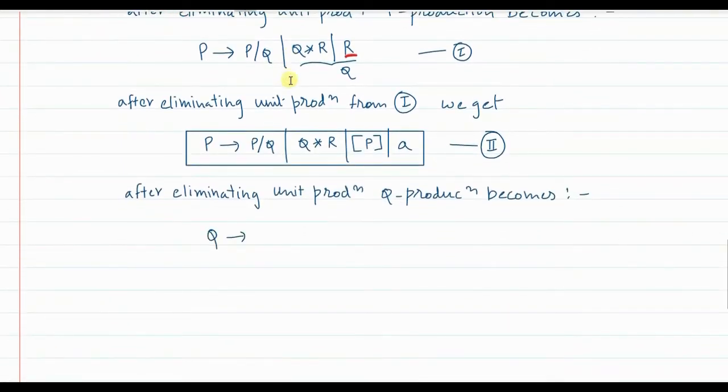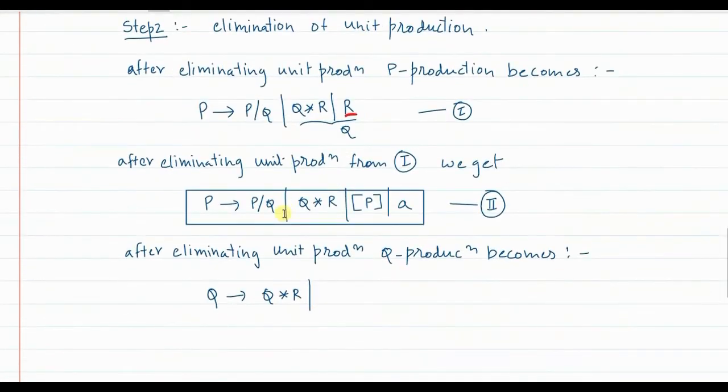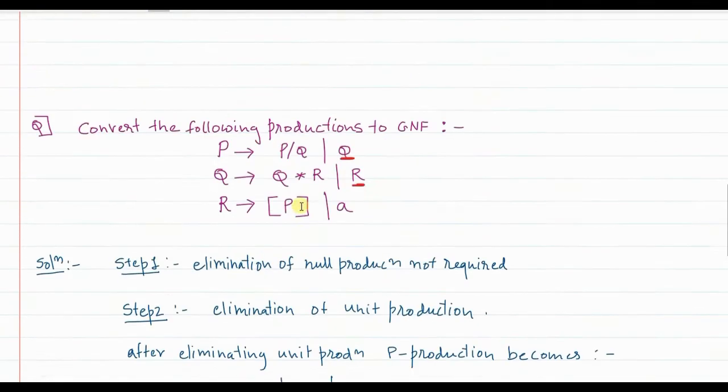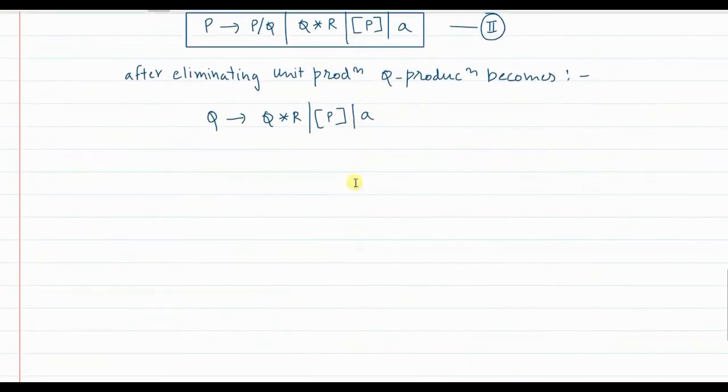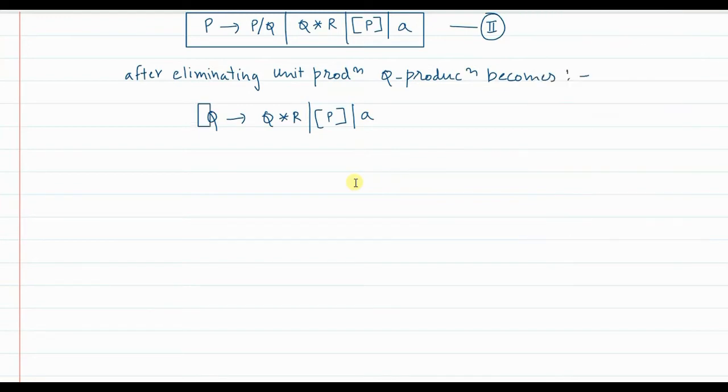So Q gives Q into R, or, and this R will be replaced with square bracket P or A. What I have done, I have replaced this R with the right hand side of R. So this is that right hand side of R. So there are no more unit productions in that Q production, so I can consider this as the final Q production, and then I will name this as equation 3.